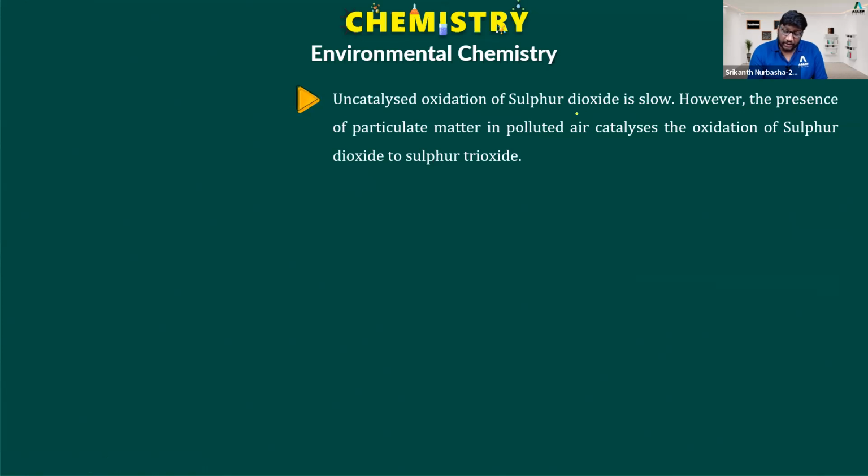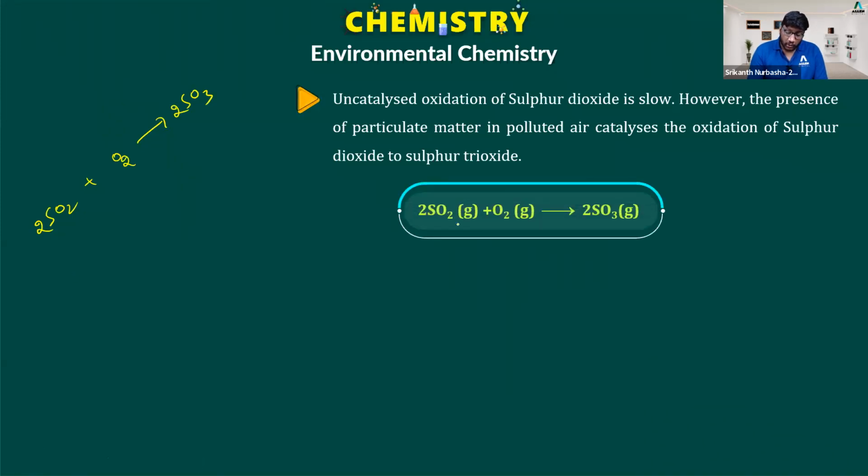Uncatalyzed oxidation of sulfur dioxide is slow. However, the presence of particulate matter in polluted air catalyzes the oxidation of sulfur dioxide to sulfur trioxide. SO2 reacts with O2 to form SO3: 2SO2 plus O2 gives 2SO3.